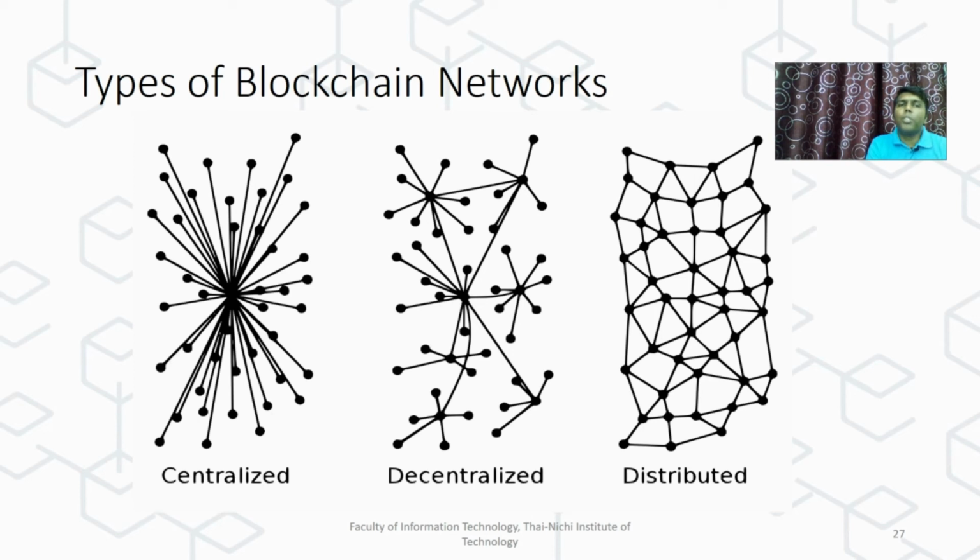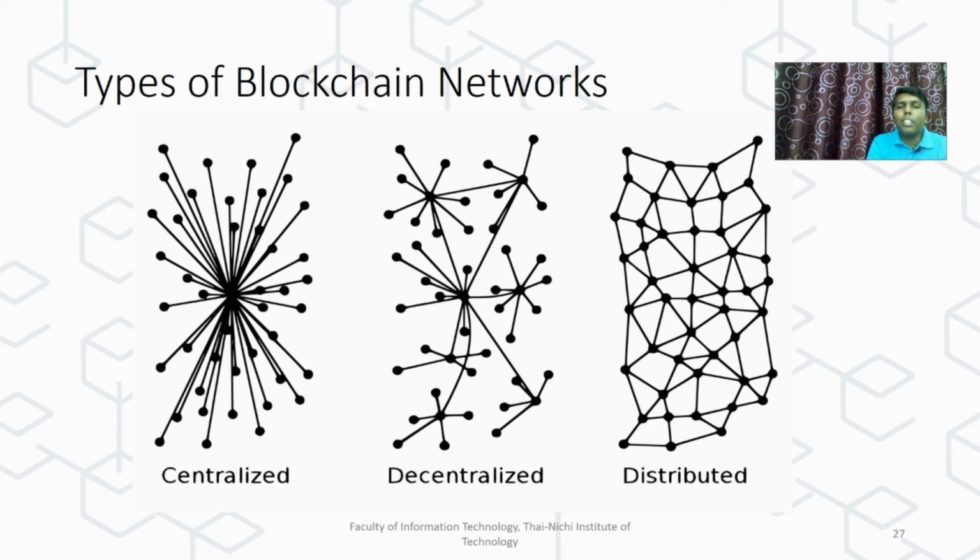Next, the types of blockchain networks. We have centralized, decentralized, and distributed. In the centralized type, one particular node in the center controls all the nodes in the network. But if that server goes down, of course nothing can be done with that network. That network is dead. But in the case of a decentralized network, you have many different servers. There is not only one server, there are multiple servers connected to multiple networks.